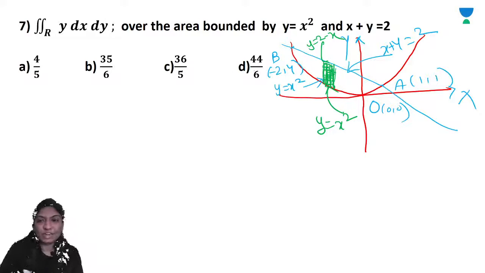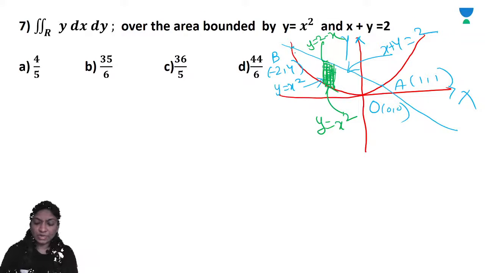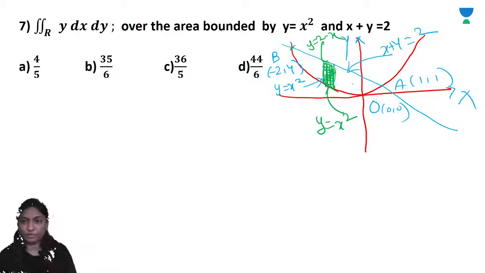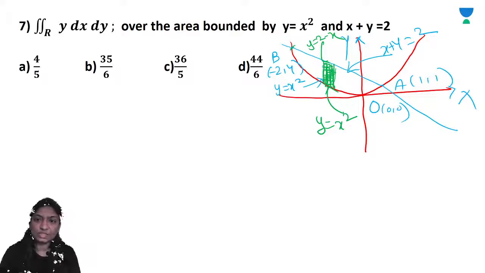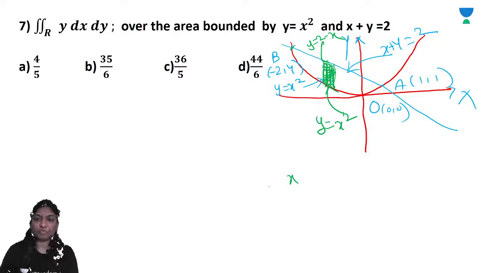And how does the strip vary from left to right? The strip varies from -2 to 1. If you see, the end point is -2 here and 1 here. So the integral limits of x are x is equal to -2 to 1. These are the limits of x, and those are the limits of y.